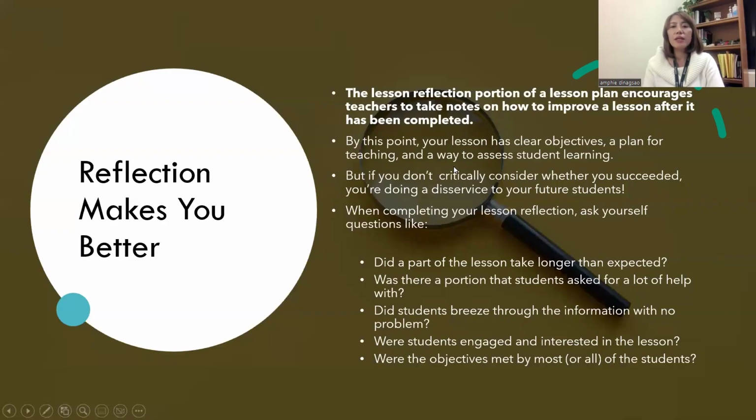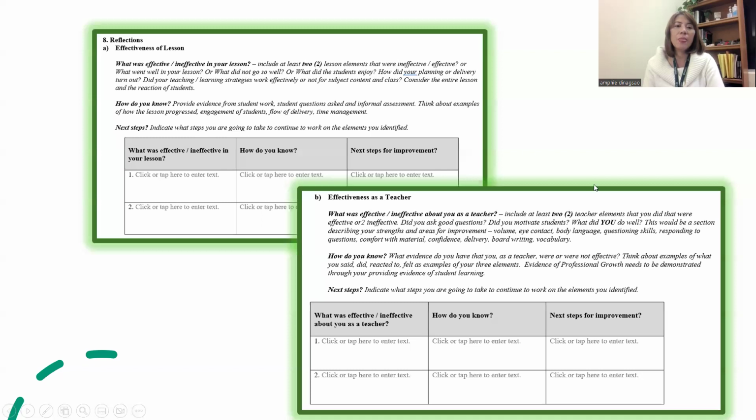The last part in the lesson plan is only completed after your teaching. So, reflection. Remember that reflection makes you better. By this point, your lesson has a clear objective, a plan, and a way. But if you don't critically consider whether you succeeded, you're doing a disservice to your future students. So these are some of the prompts that will help you really reflect. It's also nice when you can identify that I should have done this, I should have prepared this, I should have considered this, and all those.